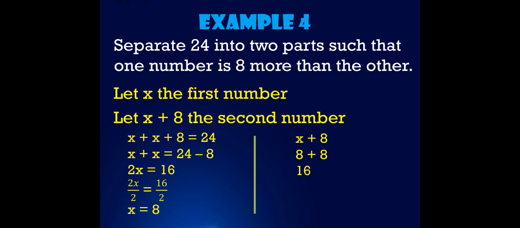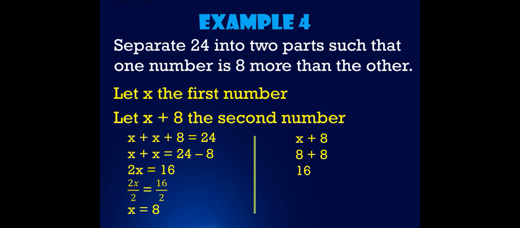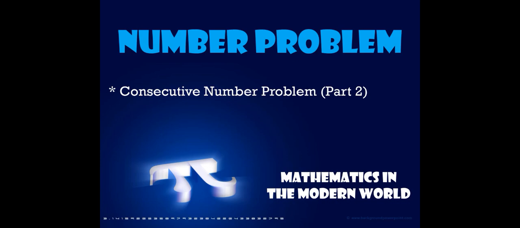So, therefore, the two numbers are 8 and 16. When we add 8 plus 16, it will give us 24. So, let's have the number problem part 2. For our part 2, we have the consecutive number problem.